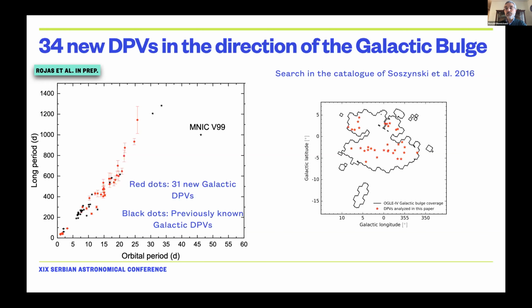The region delimited by the solid black line is the region explored by the OGLE project. All of these new DPVs are in the direction of the galactic center and are part of the catalog of Soszyński et al. of binaries in the direction of the galactic bulge.